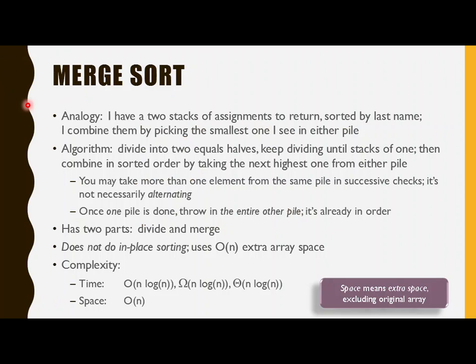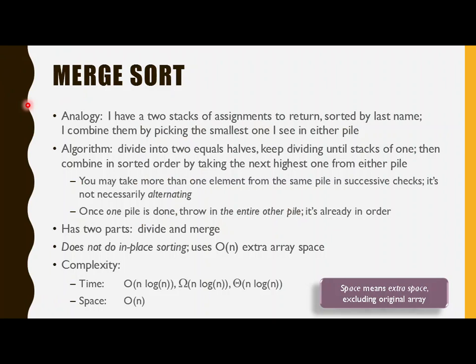Then again, I look at the two and I just take whichever one is smaller. So notice that what I'm not necessarily doing is alternating. I'm just looking at both of them, finding the smaller of the two, however it is you're considering small, and picking up that one and putting it aside. And I continue that until I'm done.